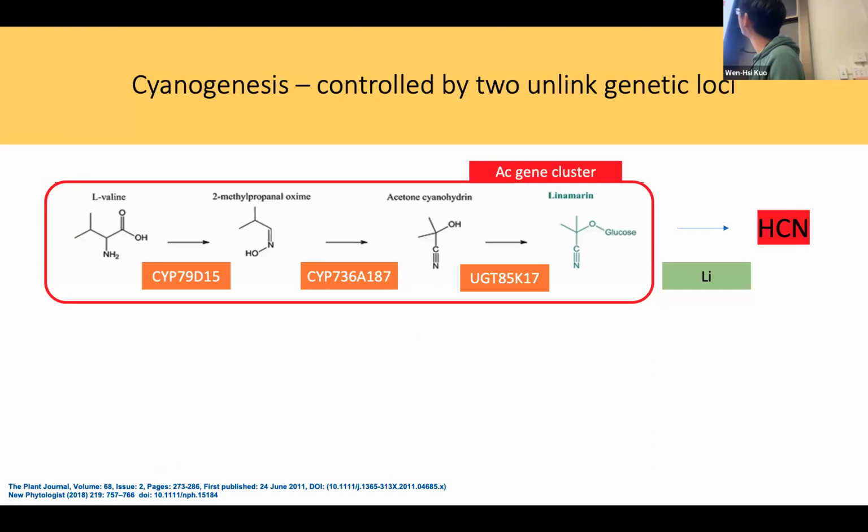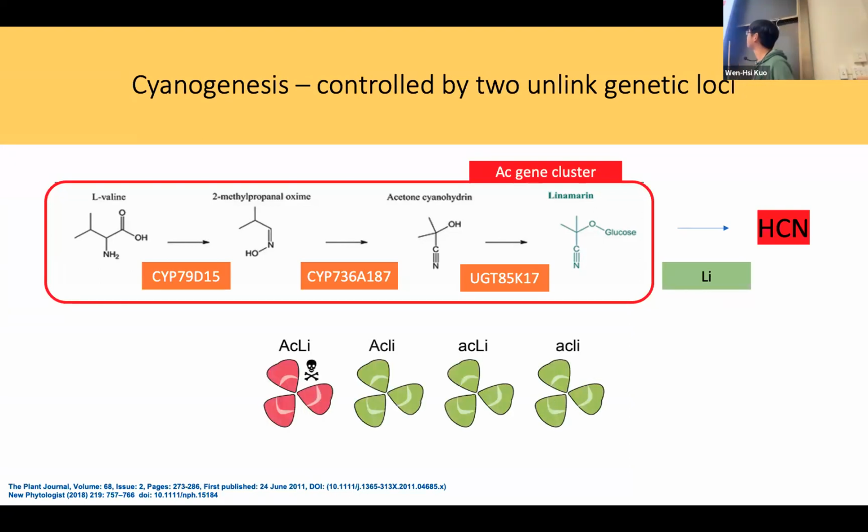It is controlled by two unlinked genetic loci. The first locus is AC. AC can convert an amino acid to cyanogenic glucoside. And the LI-encoded protein can hydrolyze cyanogenic glucoside to release toxic cyanide. So they are a fully functional combination.